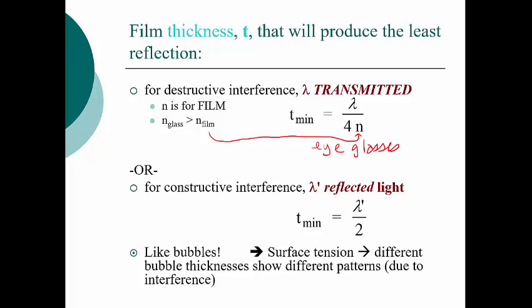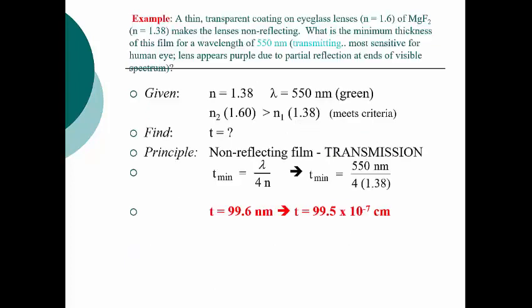This is also the same idea like bubbles, right? When you blow a bubble, gravity starts thinning that film, and eventually the bubble thickness becomes so thin that it looks like the bubble is clear. That usually happens right before it pops, and this is the same idea, this interference pattern.